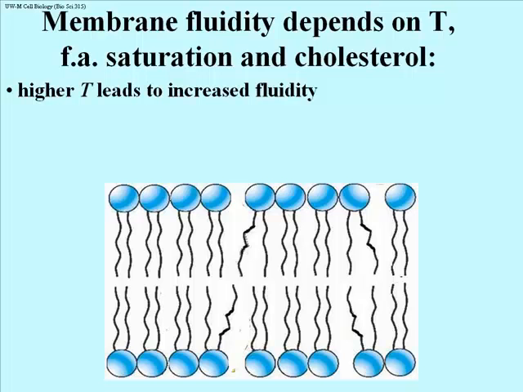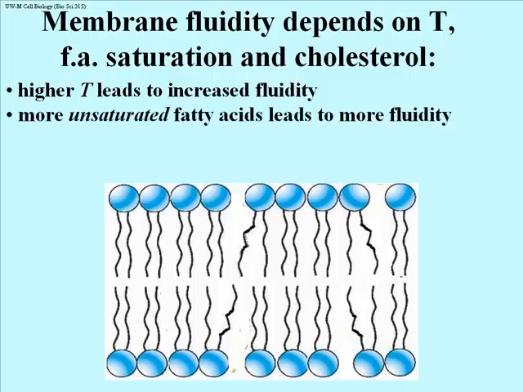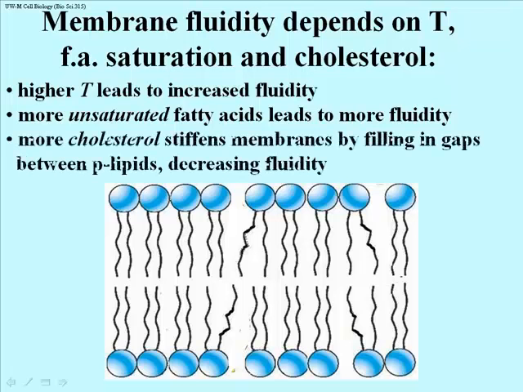The degree of fatty acid saturation in the phospholipids also affects fluidity, and in this picture of a phospholipid bilayer, you can see that the kinks introduced into the fatty acids by double bonds in unsaturated fatty acids increases the spacing between the phospholipid tails, and if you push apart the phospholipids, then they will tend to be more fluid. That is why more unsaturated fatty acids lead to greater fluidity.